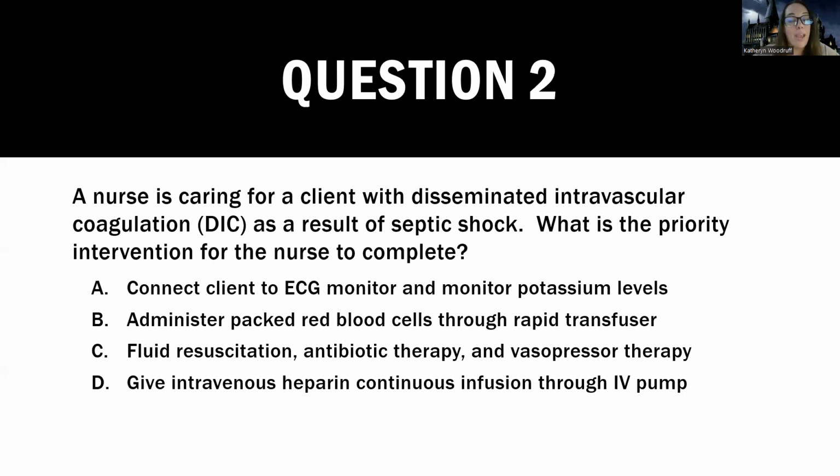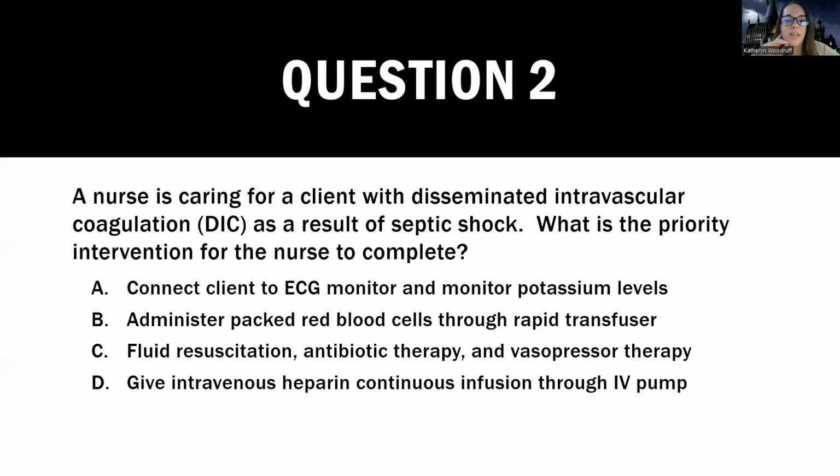So maybe I need to do all these things, but which one is going to have the best effect, the most direct effect, or is going to be most helpful for this client? So let's see. Connect client to an ECG monitor and monitor potassium levels. Well, their potassium levels may be off. You think in your head, potassium, that's really serious, life or death, I've got to do something about it. It's kind of serious, but I don't know if it's as directly related to shock as other things would be. So I'm going to put it on the back burner.